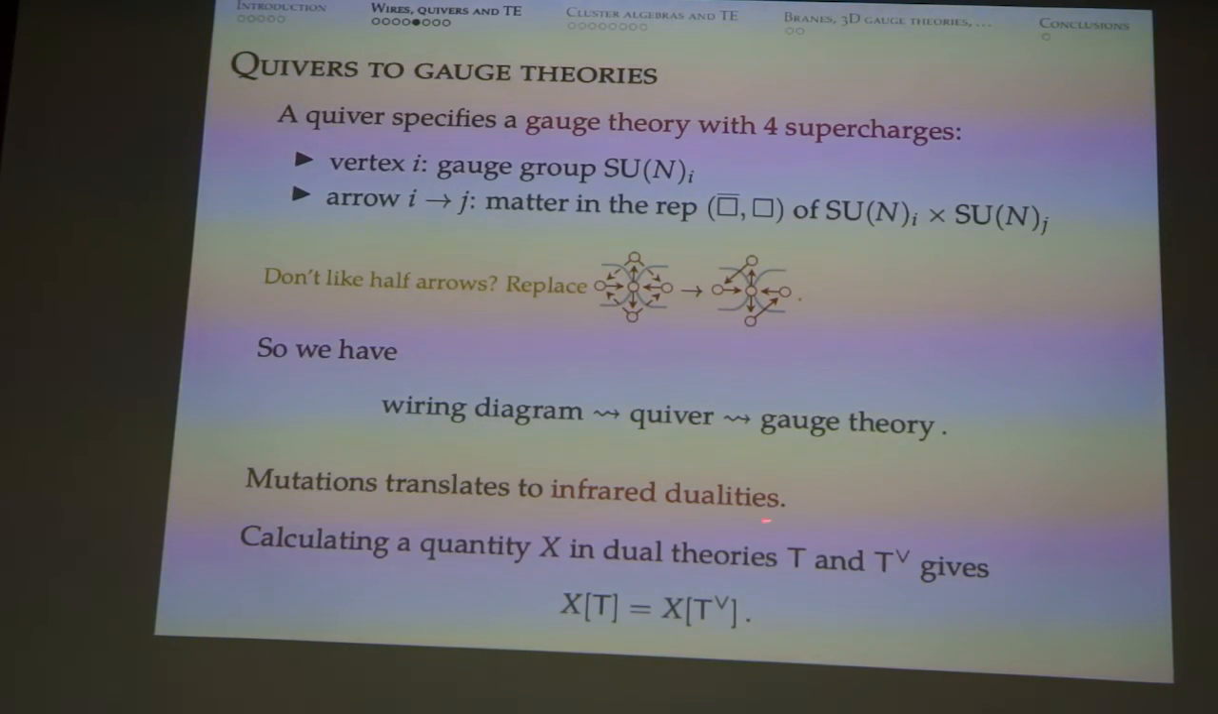And probably people may or may not have heard about infrared dualities, but what I mean is the following. If you have two theories which are called dual to each other, let's say T and T dual, two dual quantum field theories, and then you calculate the same quantity, let's call it X, in the respective theories, the results match. Okay, so you get an equation like this.